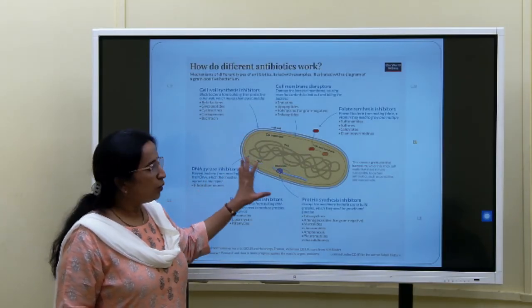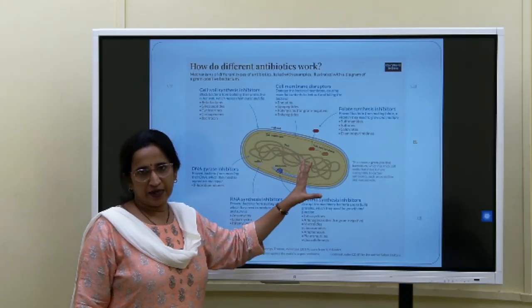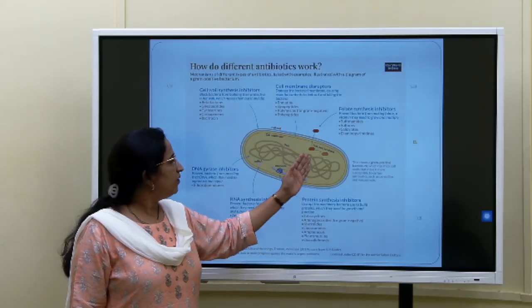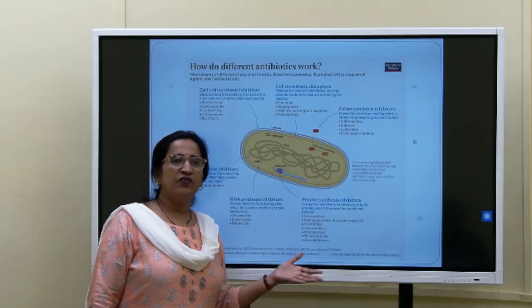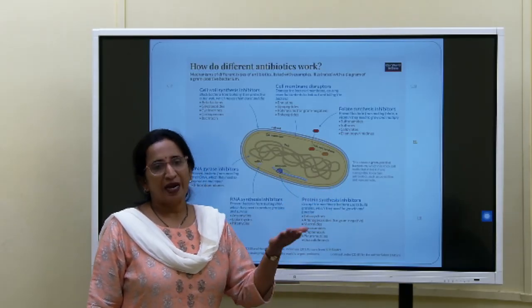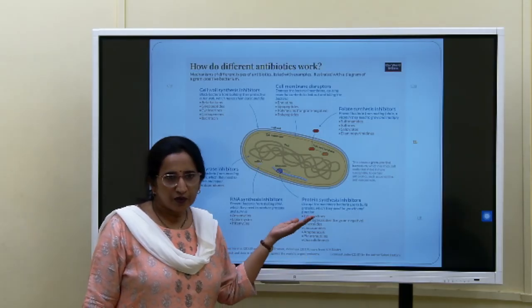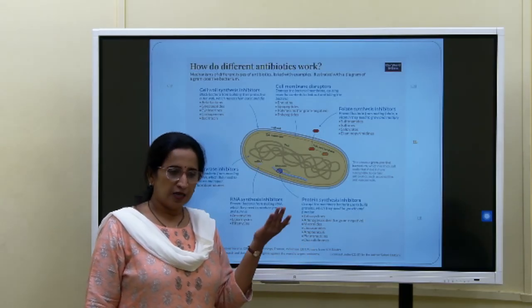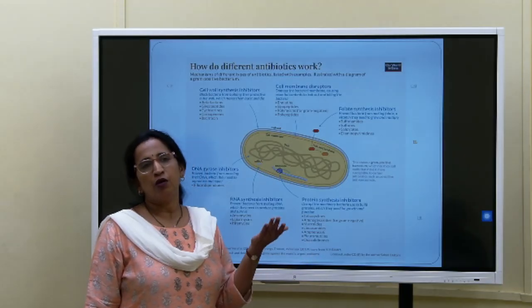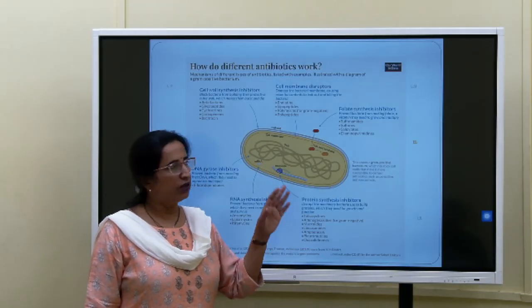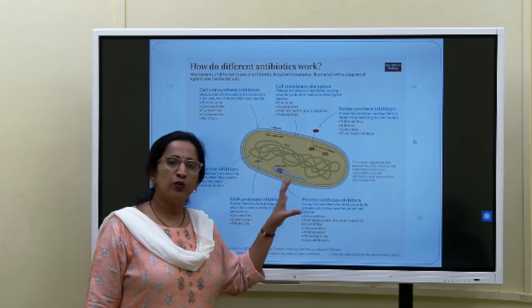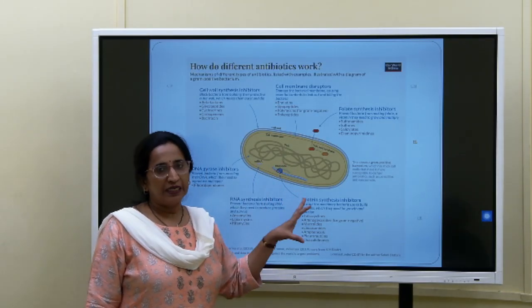Now we all know how a bacterial cell looks. In this topic today we are going to discuss only those agents which are active against bacteria. So we are not talking about agents that kill fungi or viruses or other life forms. All these are only the ones which are affecting bacteria.